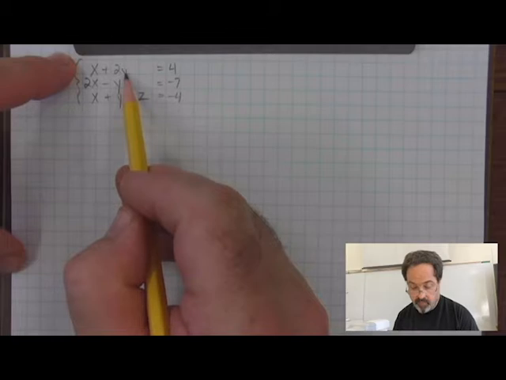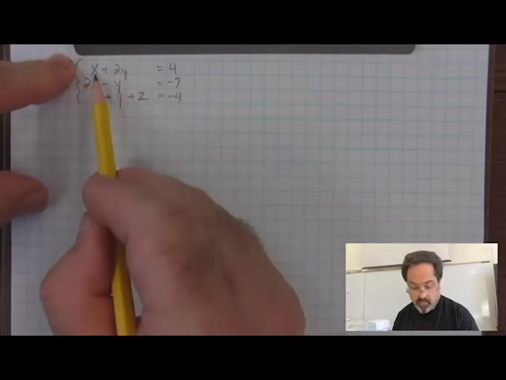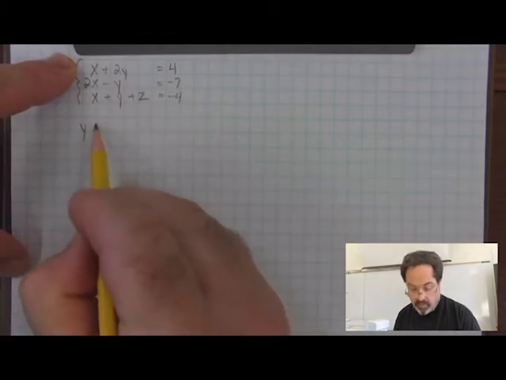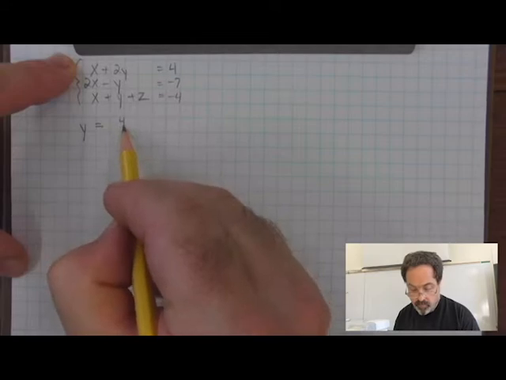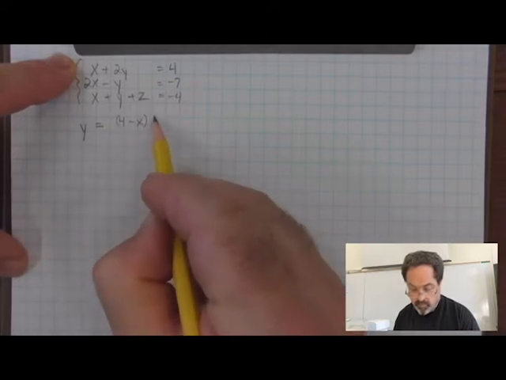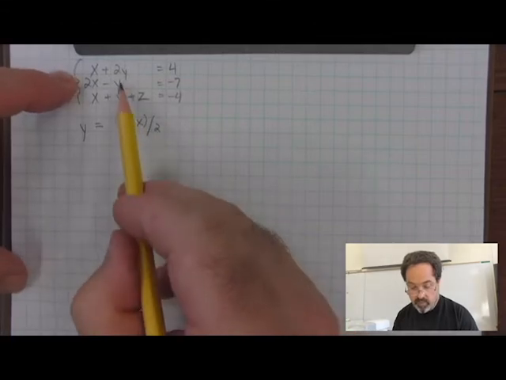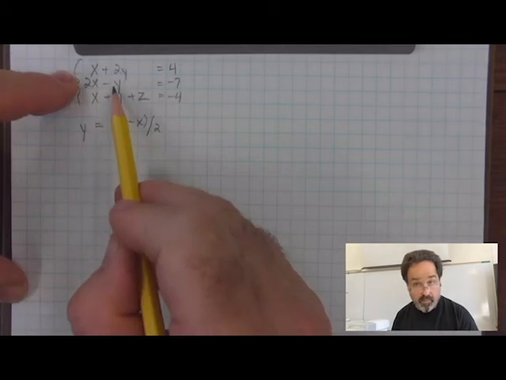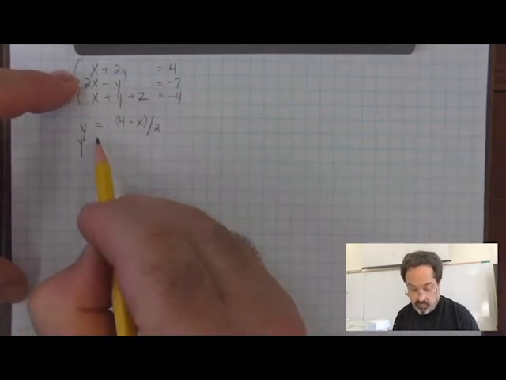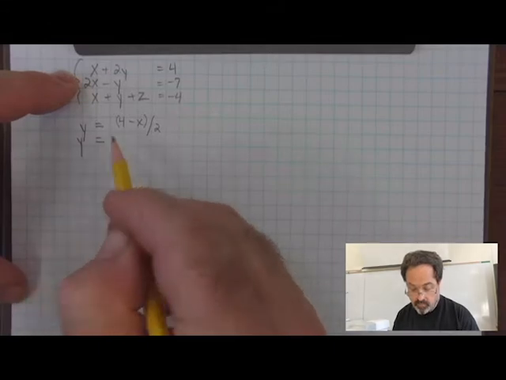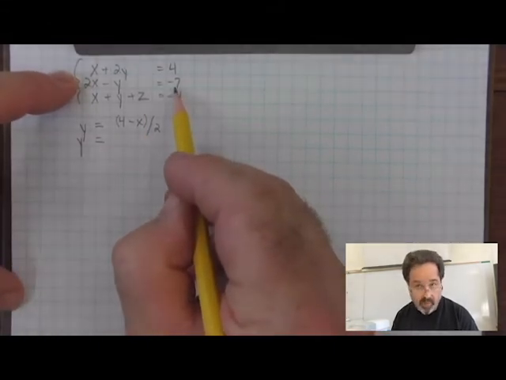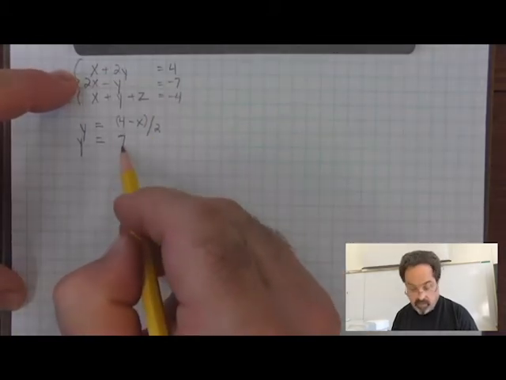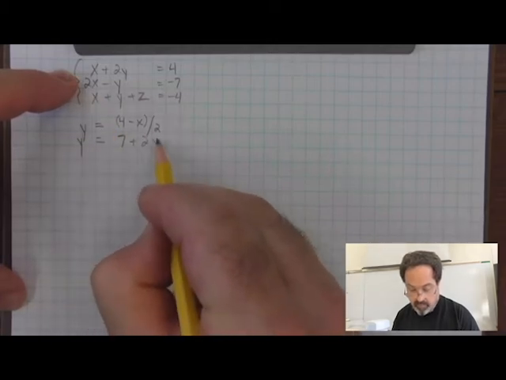The first equation solved for y means I need to subtract x from both sides and then divide both sides by 2. When I do, I get the equivalent equation y is equal to 4 minus x all divided by 2. The second equation I'll solve for y by subtracting 2x from both sides and then multiplying by -1. When I do, the second equation can be rewritten as y is equal to -7 minus 2x, but then when I multiply by -1, the -7 becomes positive and the minus 2x becomes plus 2x.